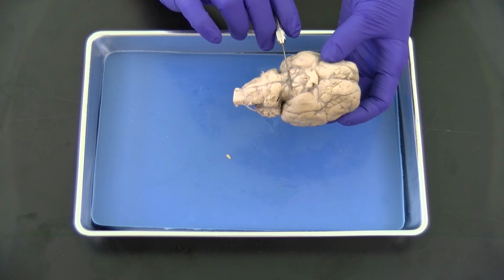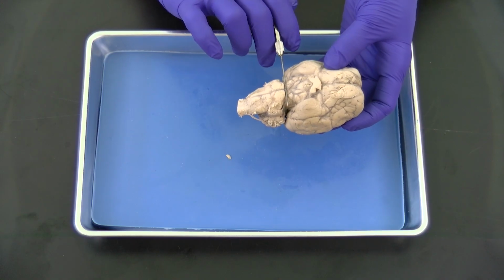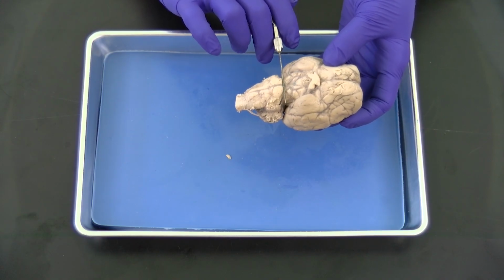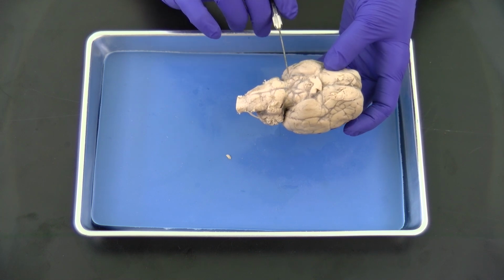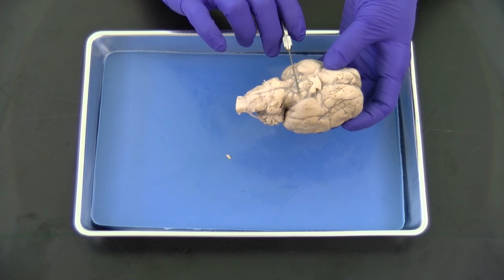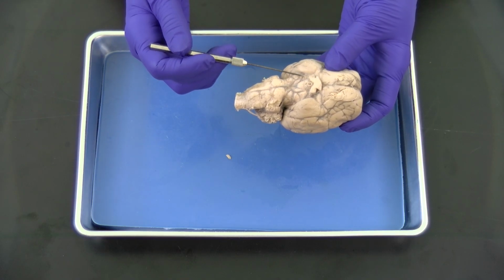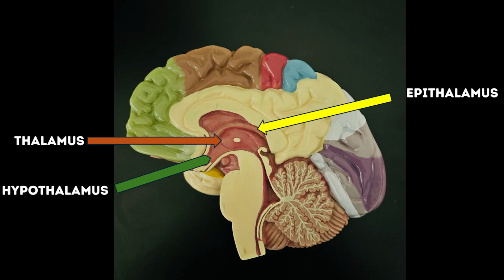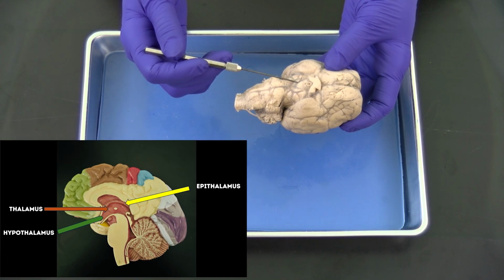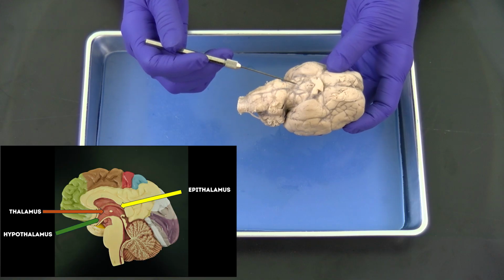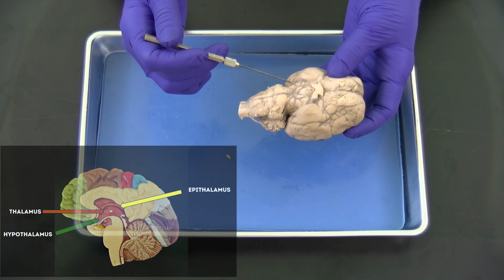Just above the pons, we have the midbrain, which is this very small section, but the midbrain is important for processing sight, sound, and its associated reflexes. Just above the midbrain, we have the diencephalon, which is made up of the thalamus, the right and left thalamus on either side, the hypothalamus, which is the floor of the diencephalon, and the epithalamus, which is the roof of the diencephalon and contains the pineal gland.